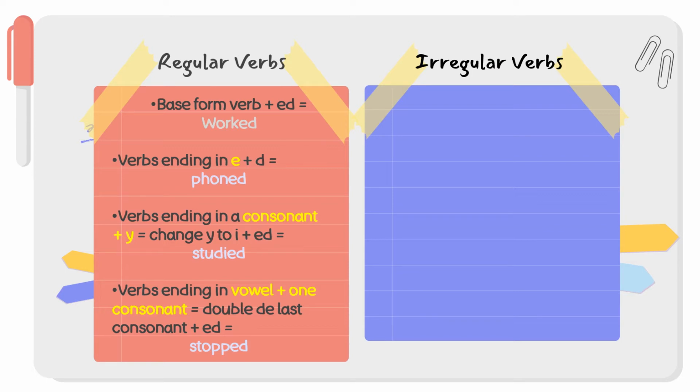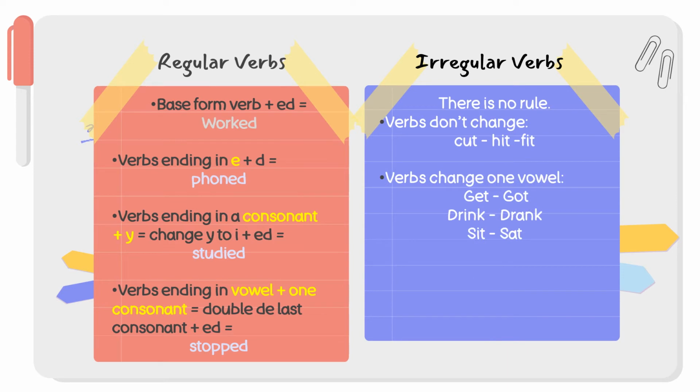Now, for the irregular verbs, there is no rule. We have to study them because they change. However, we can classify them into three groups according to some similarities. Verbs which do not change. They remain the same in the past. Cut, hit, fit.